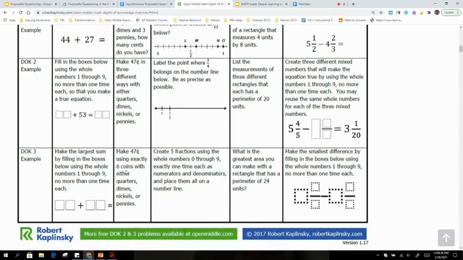If we take it a step further, we have make 45 cents using exactly 6 coins with either quarters, dimes, nickels, or pennies. So that funnels it a little bit more, makes it a bit more challenging for students, giving them the exact number of coins that need to be used.